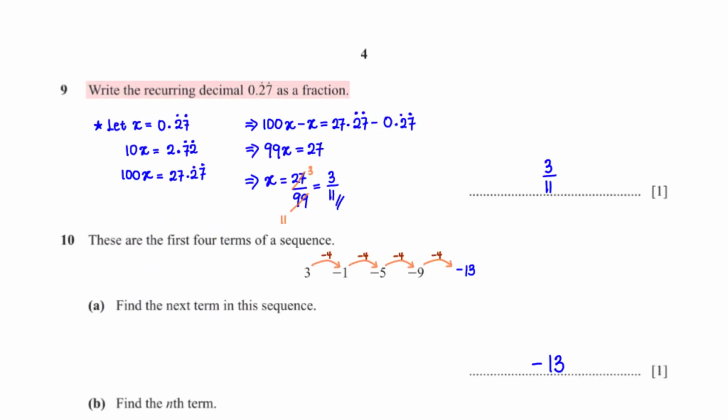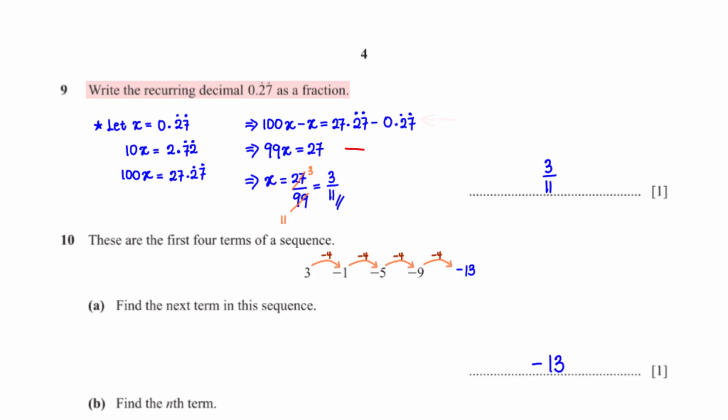Write the recurring decimal 0.27 as a fraction. Let's call the recurring decimal x. When we multiply x by 10, this is what we have. And when we multiply x by 100, this is what we have. Note that x and 100x have the exact same pattern after the decimal point. So when we subtract x from 100x, this is what we have.